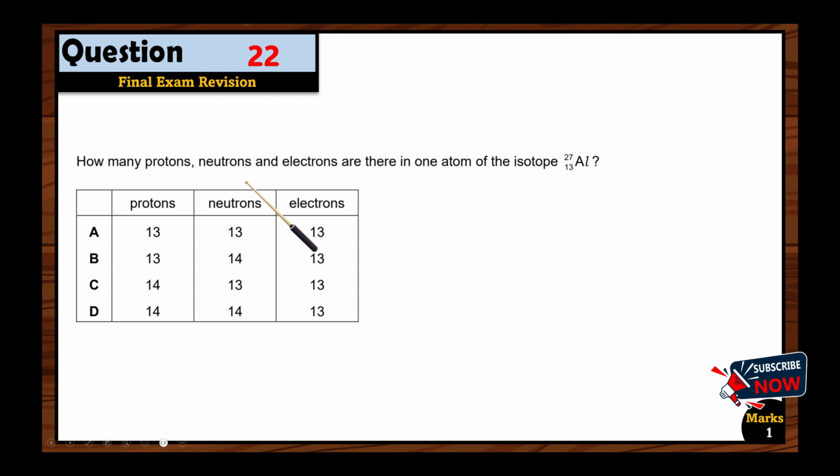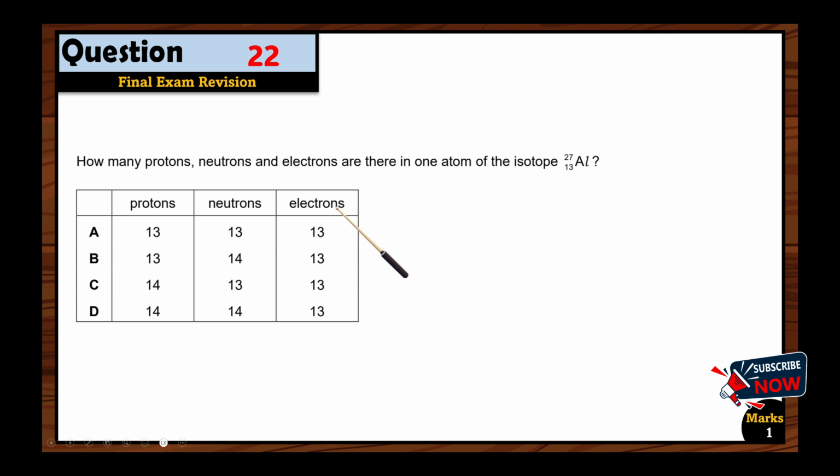Question number 22. How many protons, neutrons, and electrons are there in one atom of isotope of aluminium? If you see, the smaller number always tells you the atomic number. And what is atomic number? It is actually the proton number. So 13, where we can find 13 in A and B. So it means A and B options can be right.